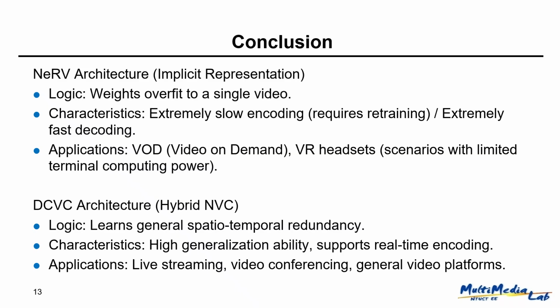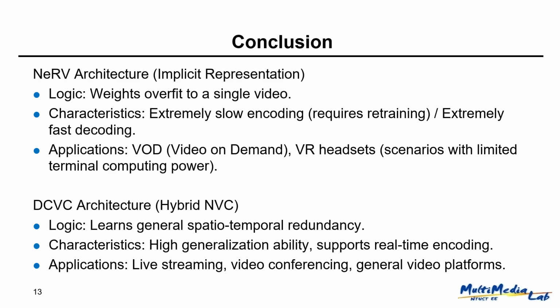So this is the final conclusion. These two architectures present the major schools of neural video compression. NeRV uses implicit representation. It lacks generalization because it memorizes a single video into its weights. Changing videos requires hours of retraining, making it unsuitable for live streaming. However, by shifting heavy computational cost to offline server training, it allows a VR headset to decode the viewport with extremely low power and high speed.